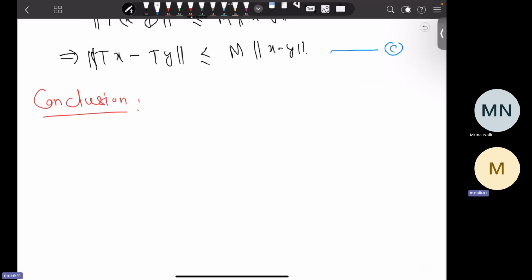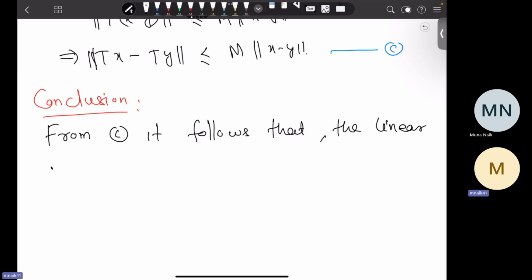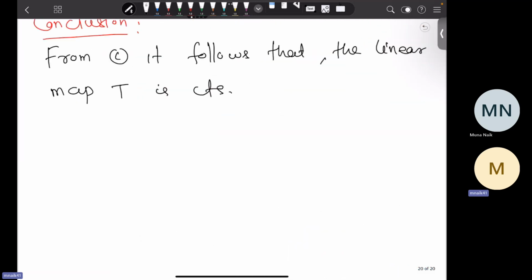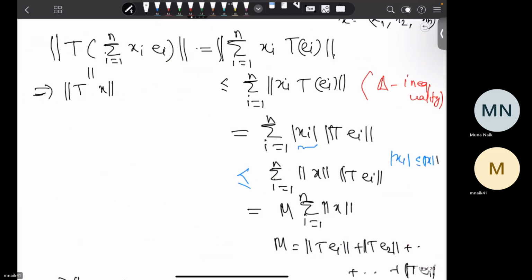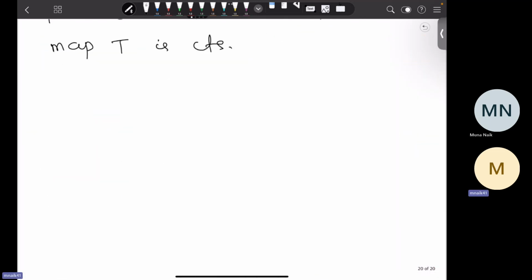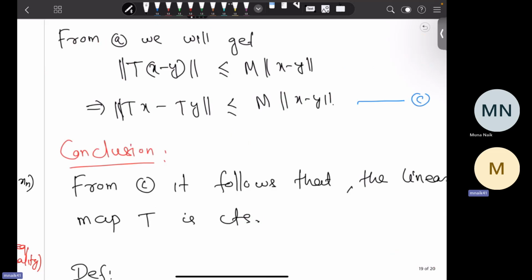So the conclusion from C is that the linear map T is continuous. We have proved this thing, T is continuous. This answers the question which I had in the beginning.